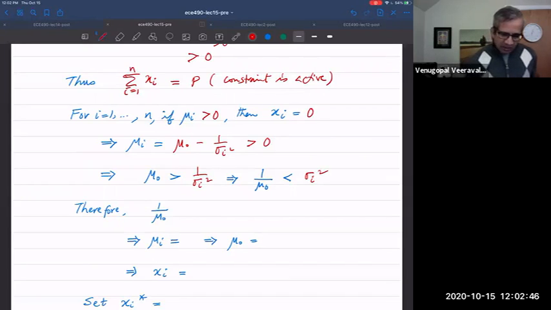So let's go the other way. If mu i positive implies that 1 over mu 0 is less than sigma i squared, then if 1 over mu 0 is bigger than or equal to sigma i squared, that means mu i is going to be 0. So it's just reversing. Right? If A implies B, then not B implies not A.